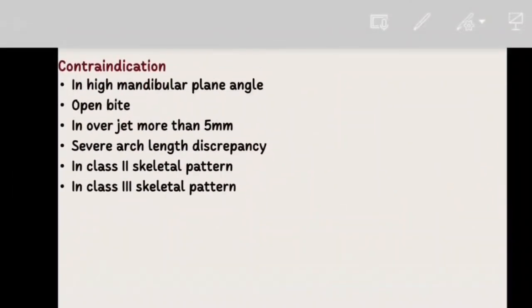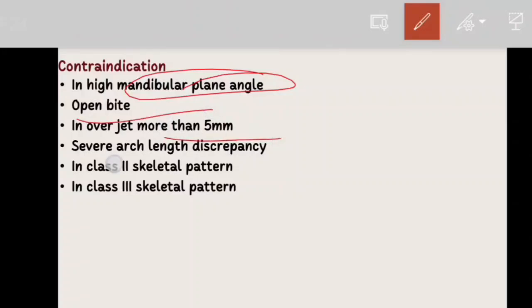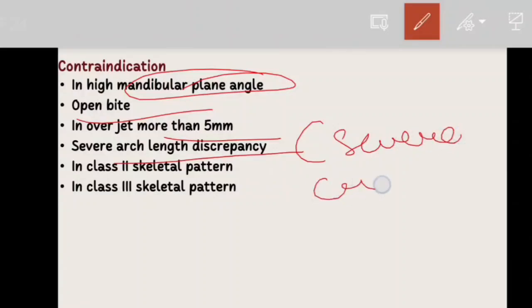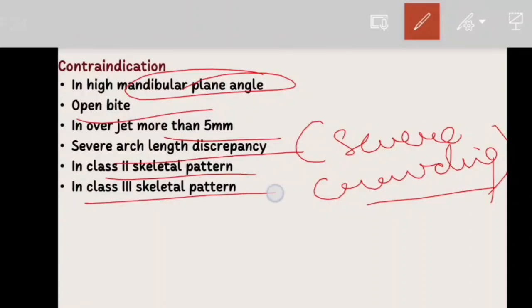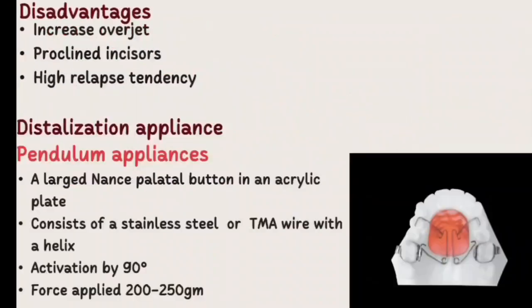Okay. Now contraindication, so where we do not use the distalization of molar: in high mandibular plane angle, in open bite, in overjet which is more than 5 mm, severe arch length discrepancy, which means severe crowding. Okay, we do not do distalization of the molar in class second skeletal pattern and in class third skeletal pattern, where we will avoid the distalization of the molar.